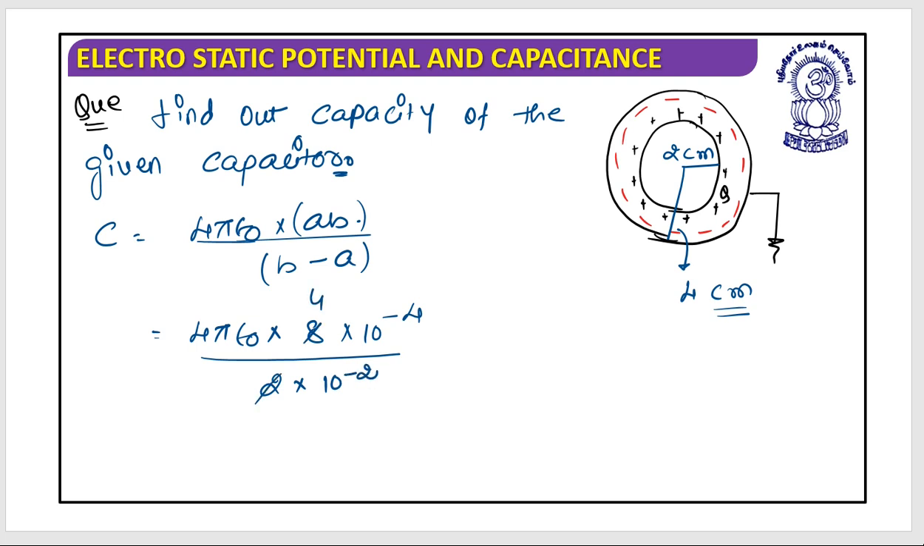So 2 4s are 8. So this is 4 into 4, it's 16 pi epsilon naught multiplied by 10 to the power minus 4 plus 2. So this would be 16 pi epsilon naught into 10 to the power minus 2 farad. This would be the final answer. I hope this is clear to you. Is it clear? Are you sure? Yes. One more very interesting aspect of this capacitor. Let's have a look.